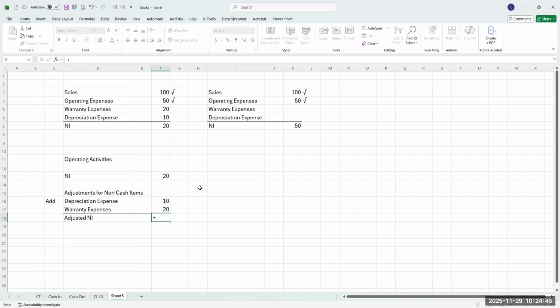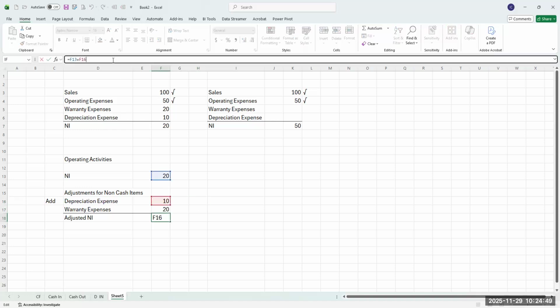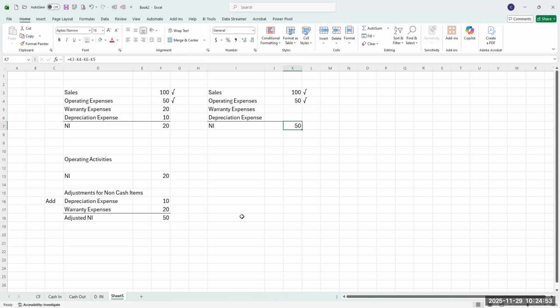That will be this formula plus my warranty expense. And now I'm back to the $50. Make sense? So every time you have an expense which is included in the net income and has no cash equivalent, you have to add it back to get the cash from operating activities.